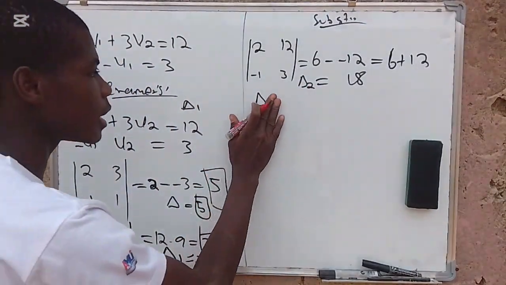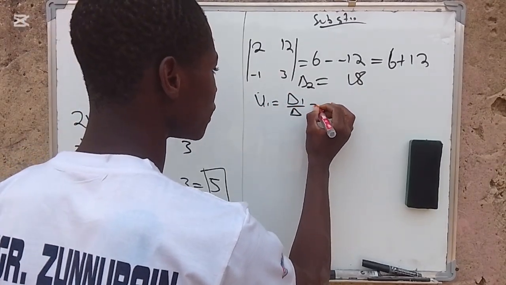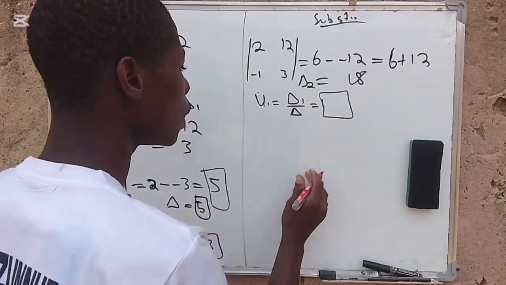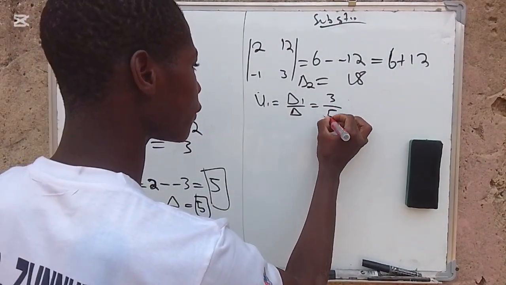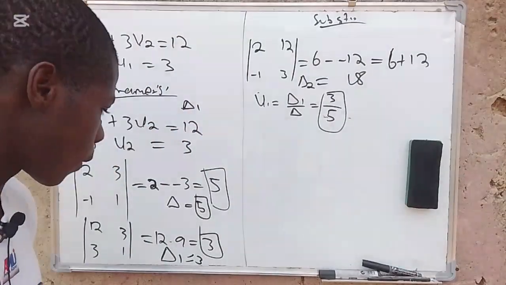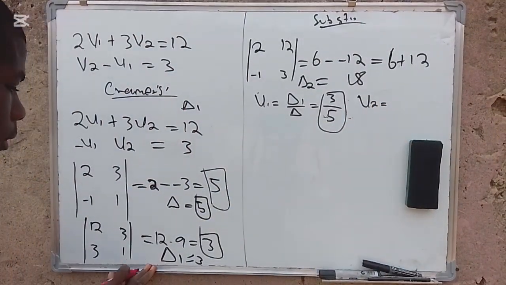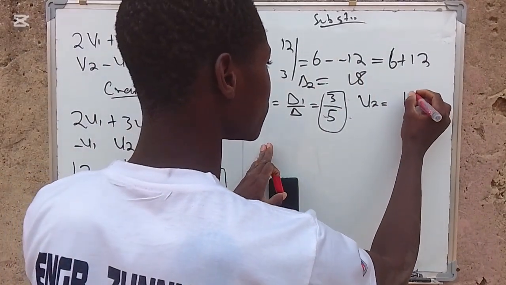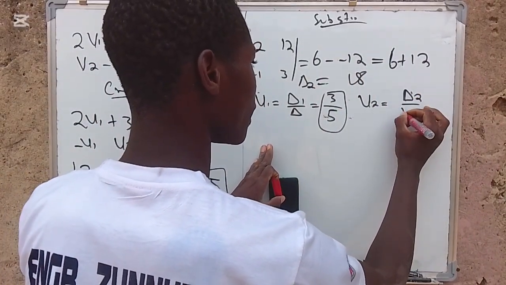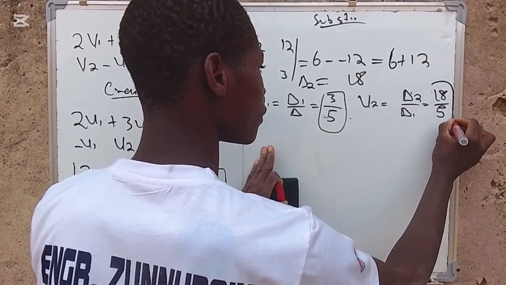So the value of voltage 1 is the same thing as delta 1 by delta, which is 3 divided by 5. So this is the answer. Now let's figure out voltage 2, which is delta 2 divided by delta, which is 18 divided by 5. So this is the second answer.